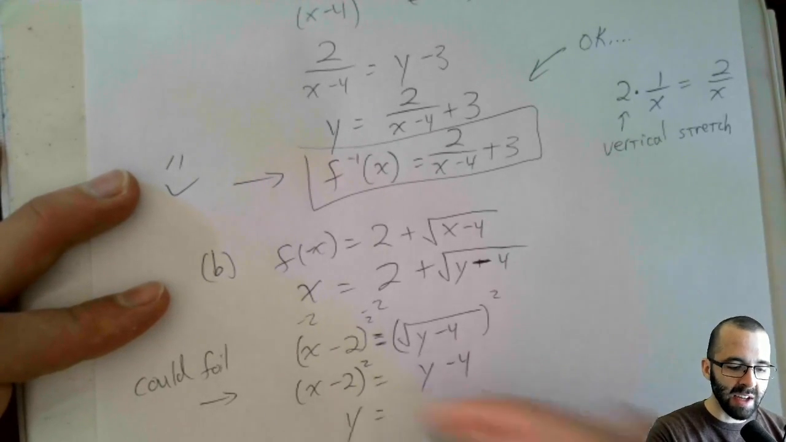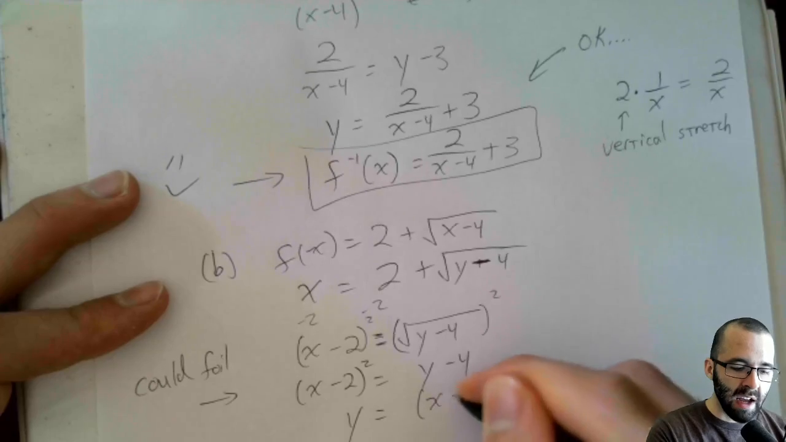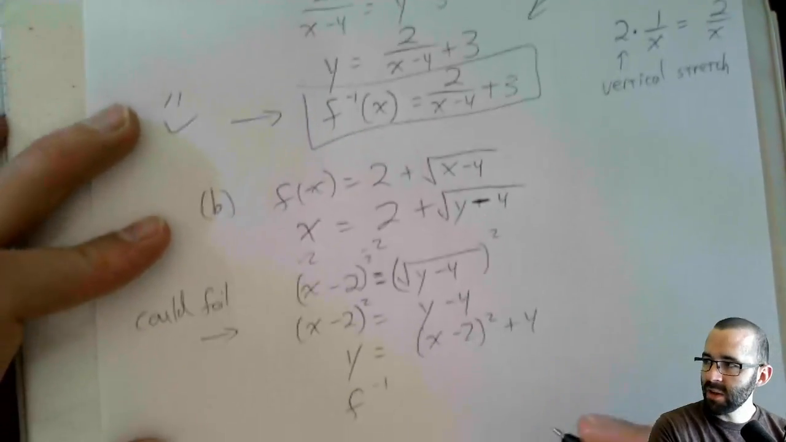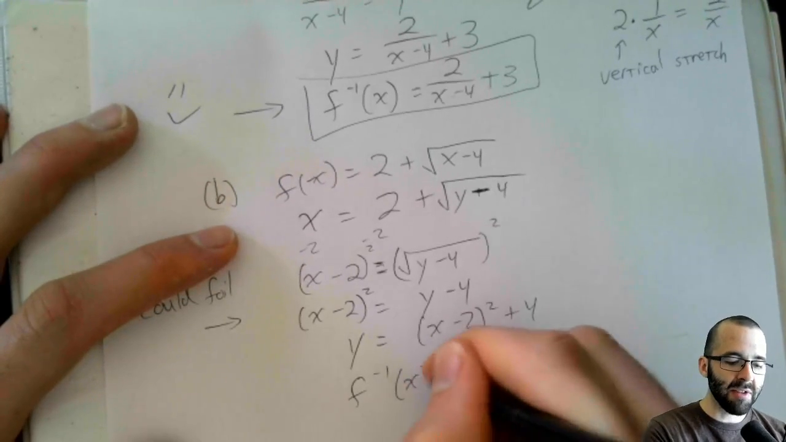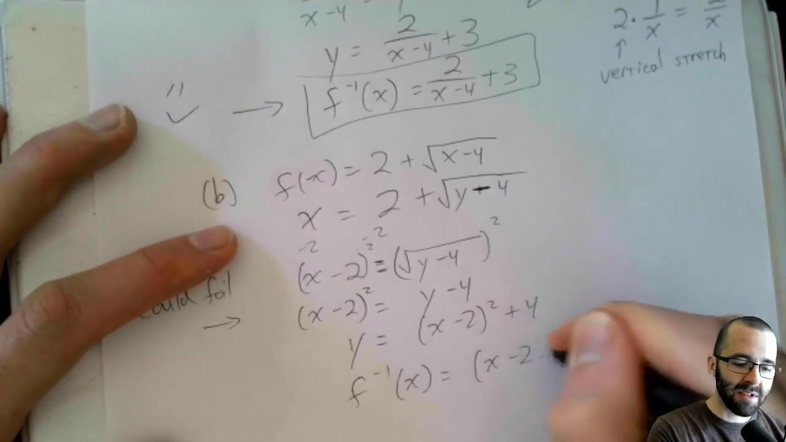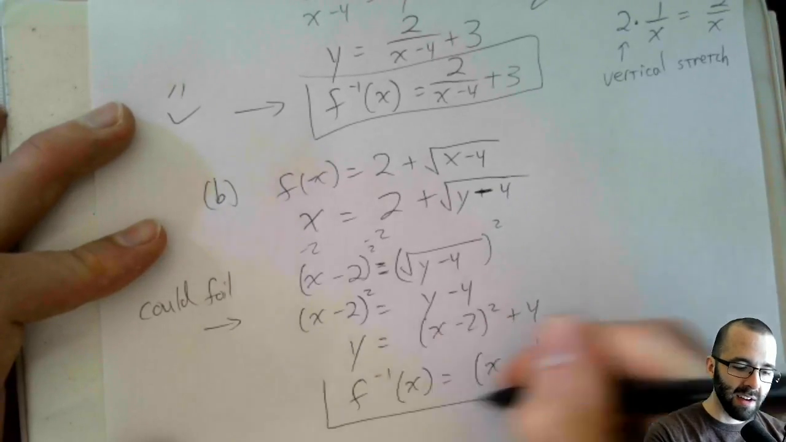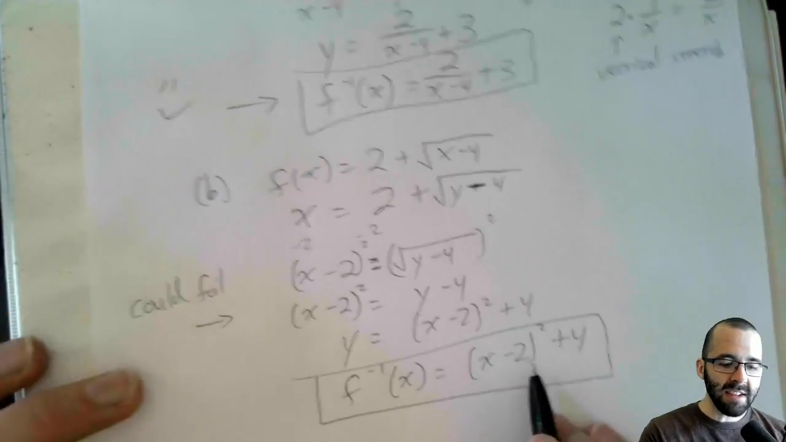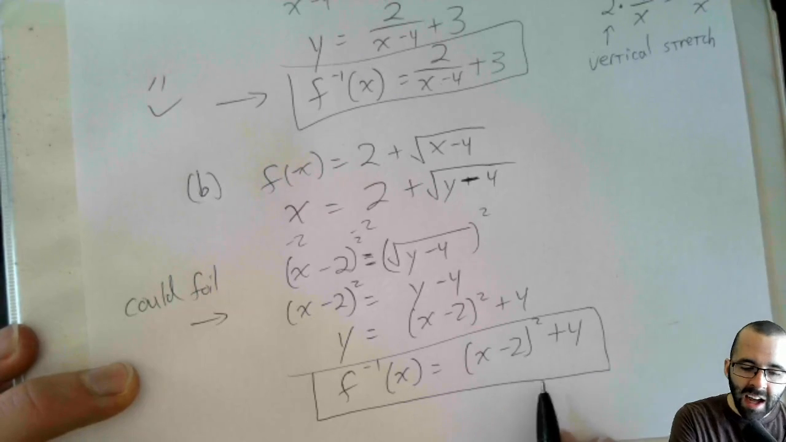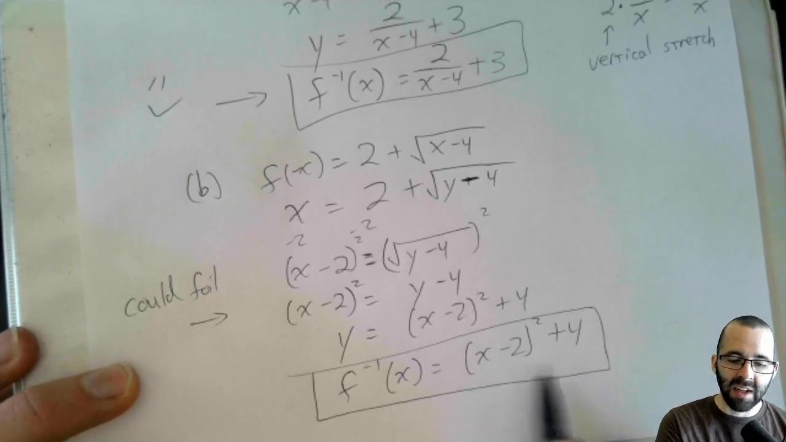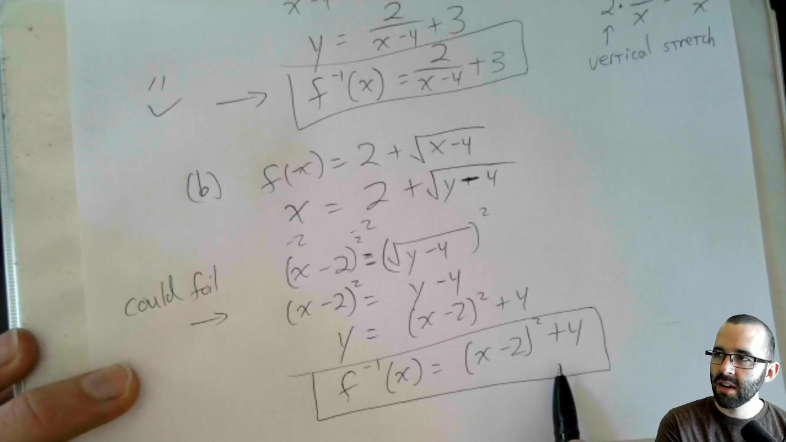Add four to both sides. What do you get? You get y equals x minus 2 squared plus 4. Or again, if you really want to be a mathematical superstar, f inverse of x is x minus 2 squared plus 4. Because this is what we're going to talk about later today, and we're going to call this standard form of a parabola. And it's a really nice form of the parabola.